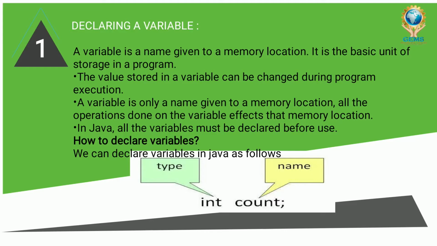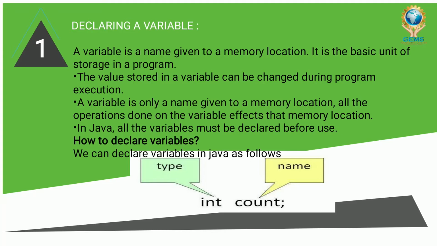All the operations done on the variable affect the memory location. So if you want to change the variable value, or change the location of the variable, or perform any operations on the variable, that will affect the variable in a memory location.